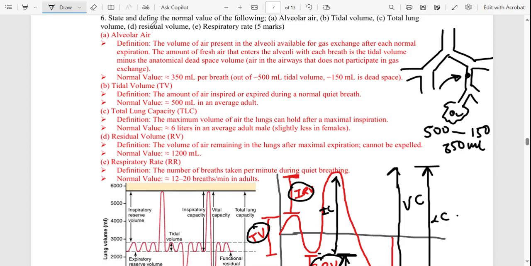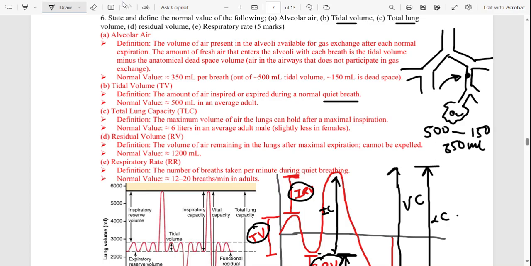Remember the question is: state and define the normal values of the following. So you state and then define the normal value. Okay. The next one is the tidal volume. We already said that the tidal volume is the amount of inspired or expired air during normal quiet breathing, and it's about 500 mils in an average adult.